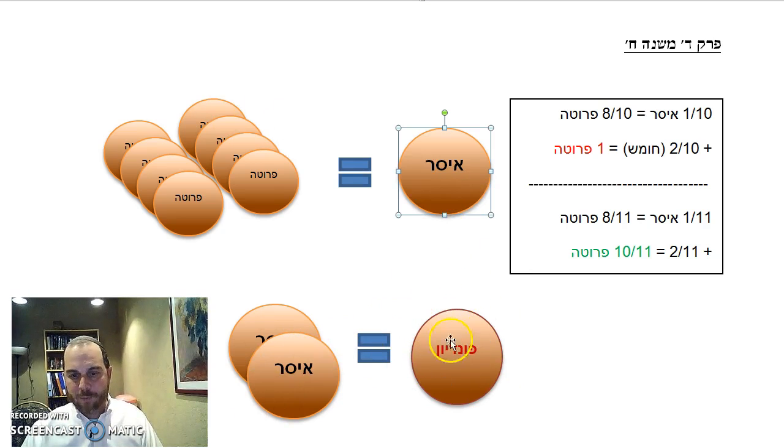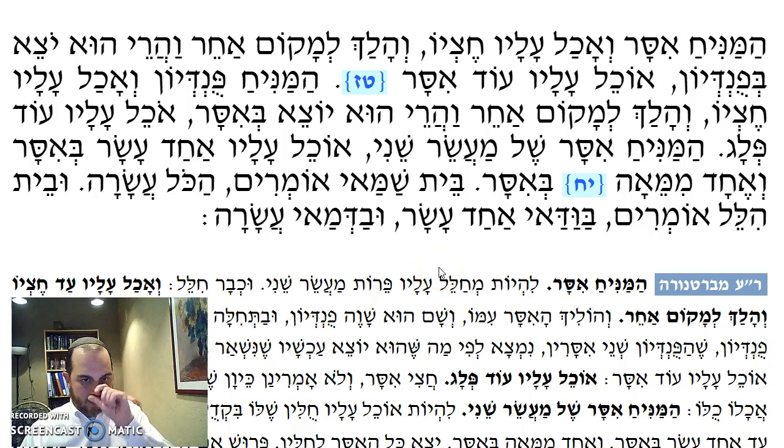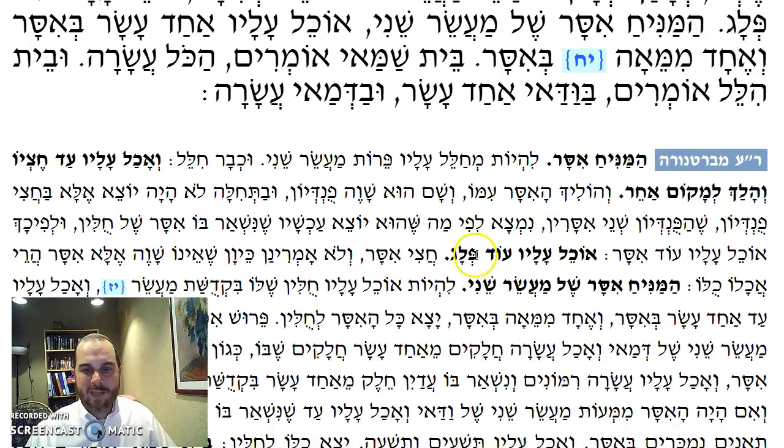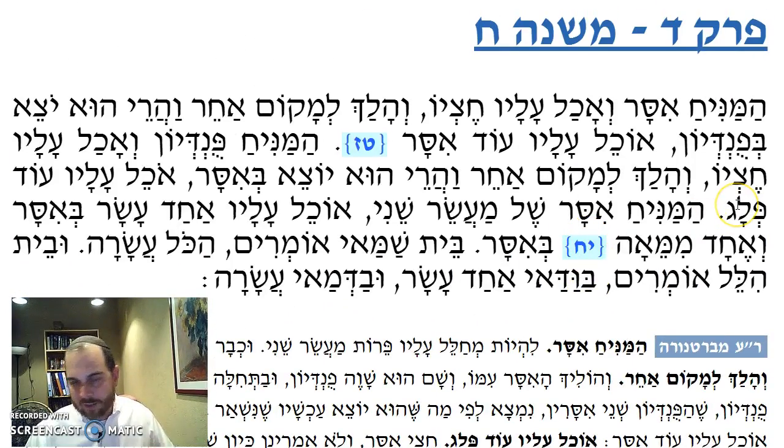My pundion is now only worth 1 Isar. So remember, I had a pundion and I ate an Isar's worth. So now I had half a pundion, and now it's worth only an Isar. Says the Mishnah, Ochel alav od plag. I still have a half left. Bartenura says, Chatzi Isar, half an Isar. So it's all proportional.